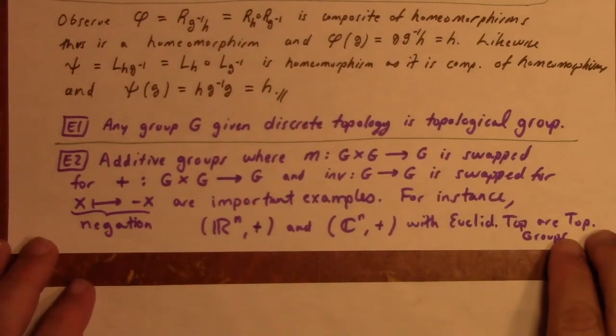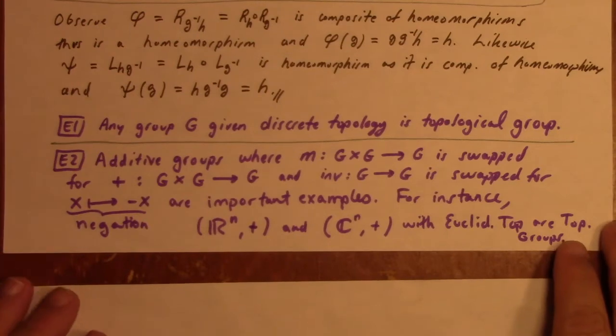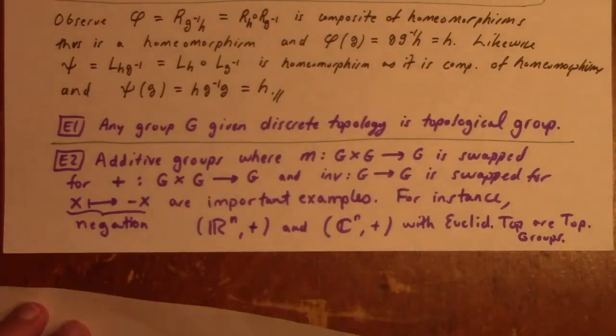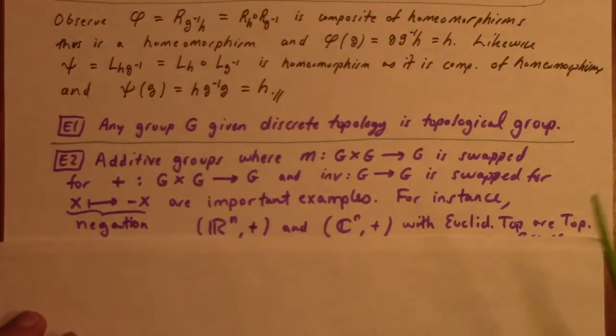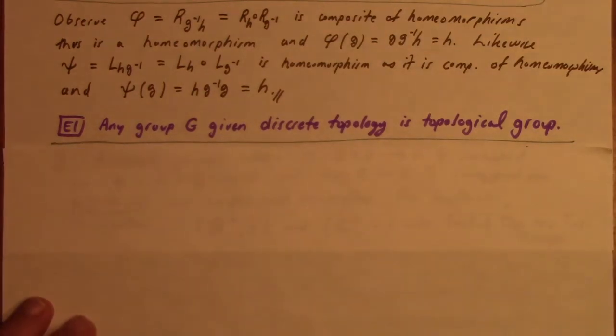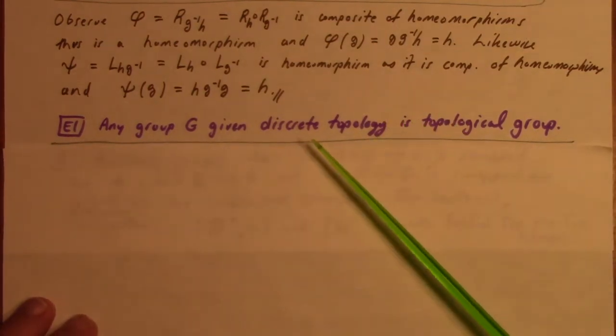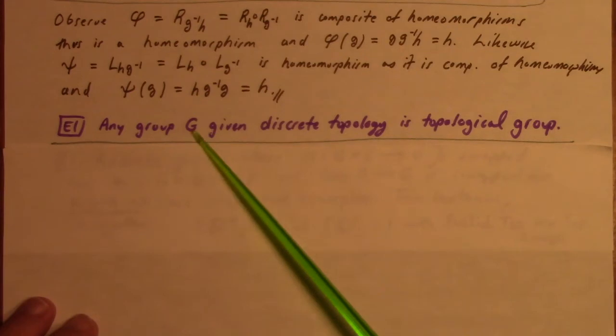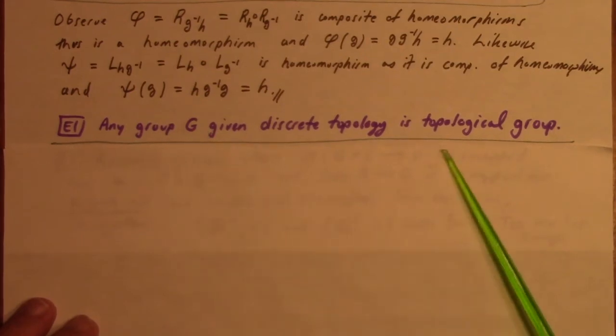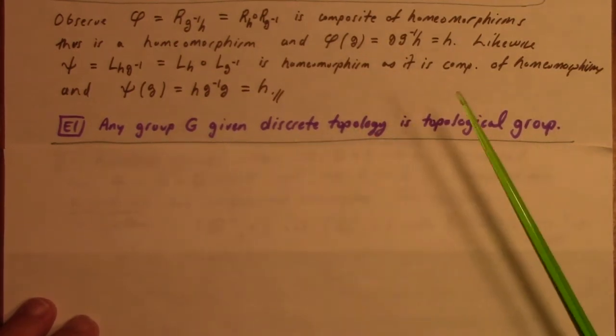Now, any group with the discrete topology is a topological group. So which sets can you give the discrete topology? The answer is any set. So this means any group can be made into a topological group just by giving it the discrete topology.